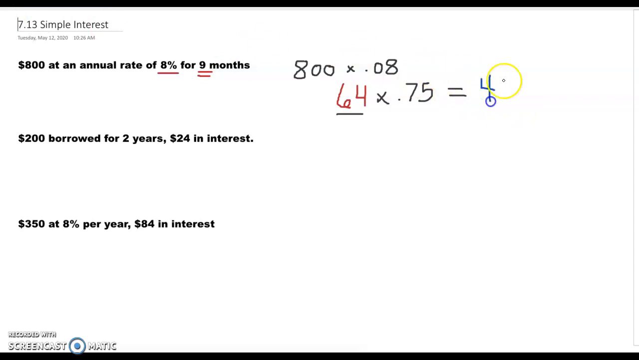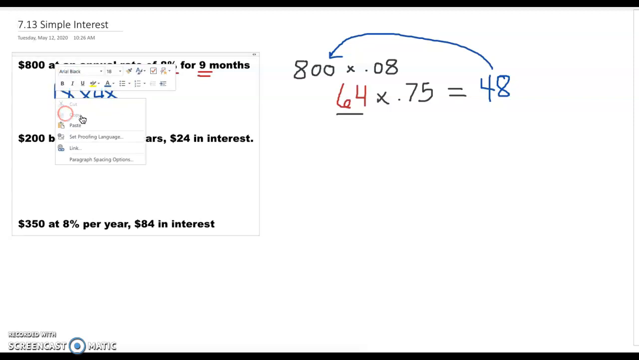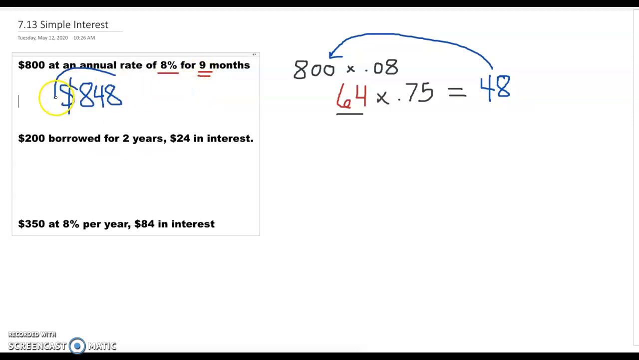48. Okay. Lastly, to find our final answer, we're going to take this number and we're going to add it to 48, which will give us our final answer of 848. Okay.